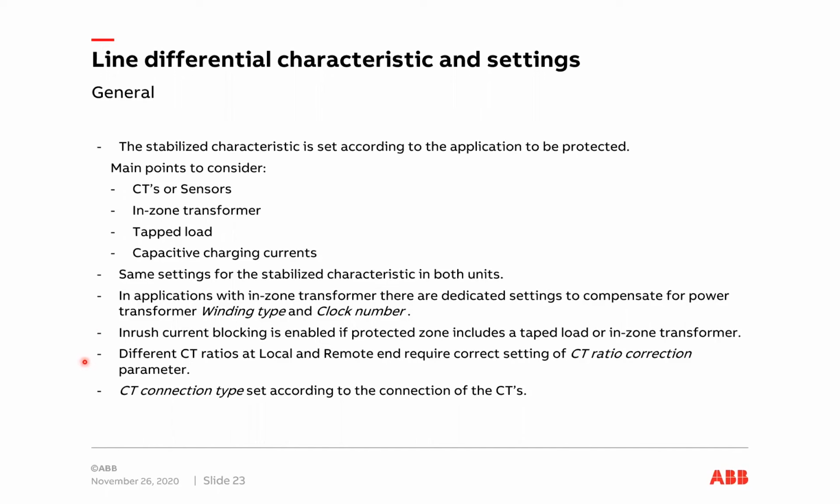In case we have different CT ratios in the local and remote end, we need to compensate for this with the help of the CT ratio correction parameter. And we also need to provide the protection function with the information on which polarity we have connected our CTs to the protection relays. This is then set with the CT connection type.